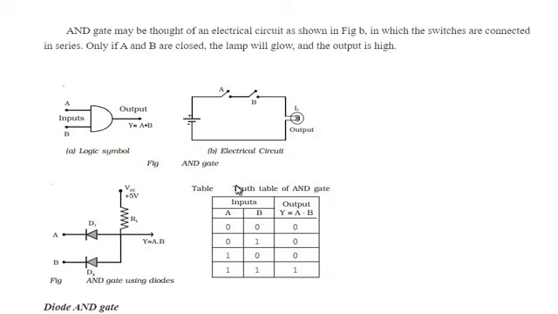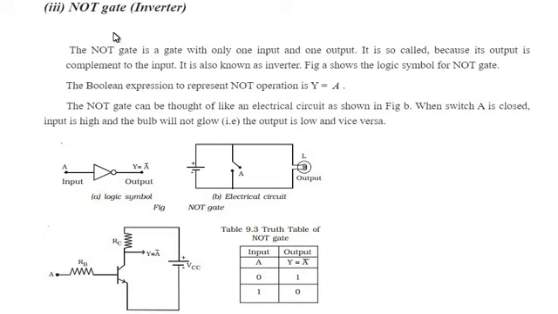Is that clear? Now this is the third gate, and the name of this gate is called a NOT gate. This is a basic gate. This gate is also called an inverter because if we apply the input, whatever the input, either 0 or 1, this gate will give the complemented output. Means if the input is 0, then output will be 1. If input is 1, output will be 0. In this way, this is the operation of this NOT gate. Therefore, this is also called an inverter.